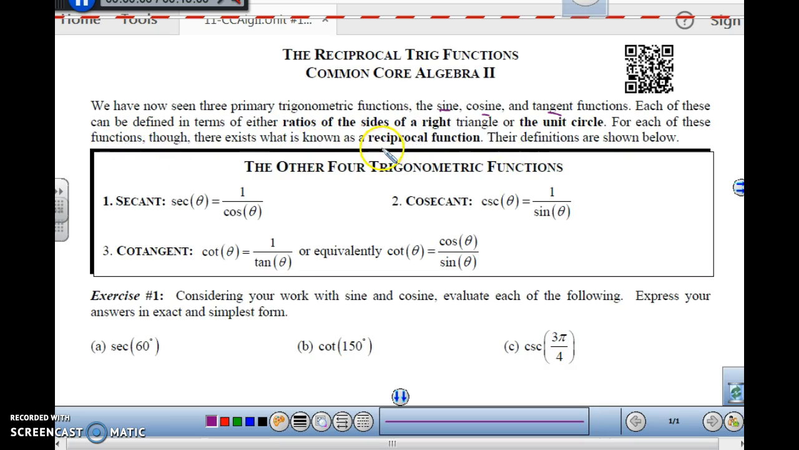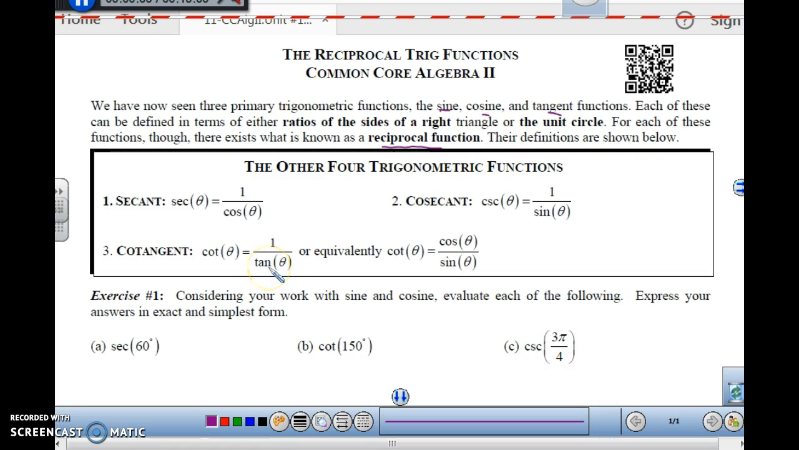They are known as reciprocal functions. So their definitions are shown here. We have cosine. The reciprocal of cosine is called secant. Secant theta is equal to 1 over cosine. Cosecant, CSC here, is the reciprocal of sine. Cosecant of theta is 1 over sine theta. And cotangent is the reciprocal of tangent, which is 1 over tangent theta.